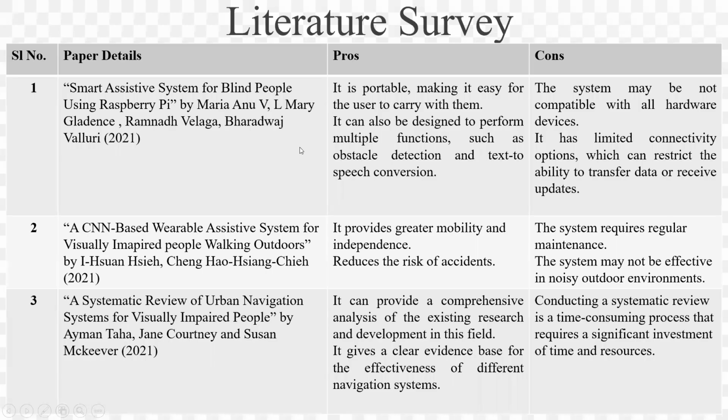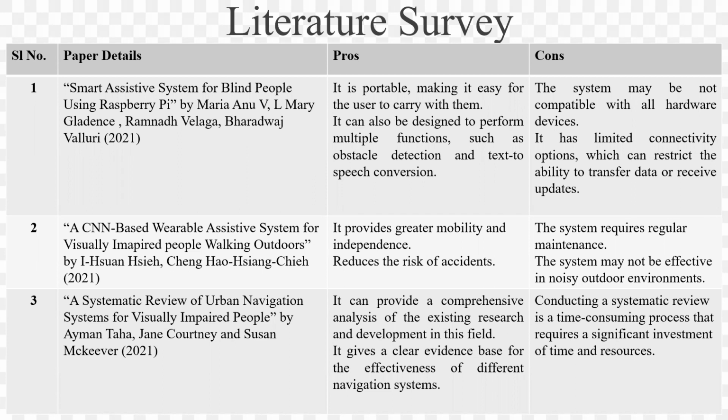Some of the papers which I have referred to for my literature survey are: first, we have Smart Assistive System for Blind People using Raspberry Pi by Maria Anu. The pros and cons are: it is portable, making it easy for the user to carry with them. It can also be designed to perform multiple functions such as obstacle detection and text-to-speech conversion. The system may not be compatible with all hardware devices. It has limited connectivity options, which can restrict the ability to transfer data or receive updates.